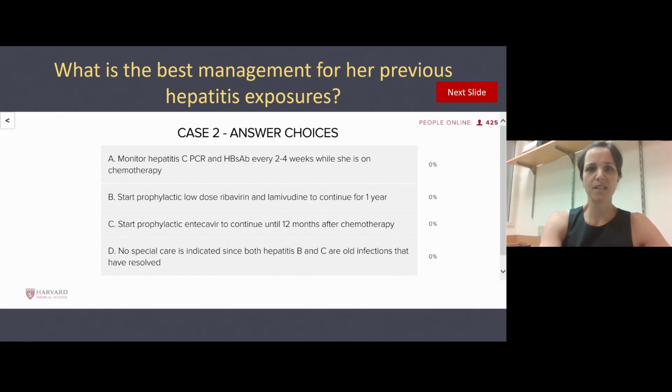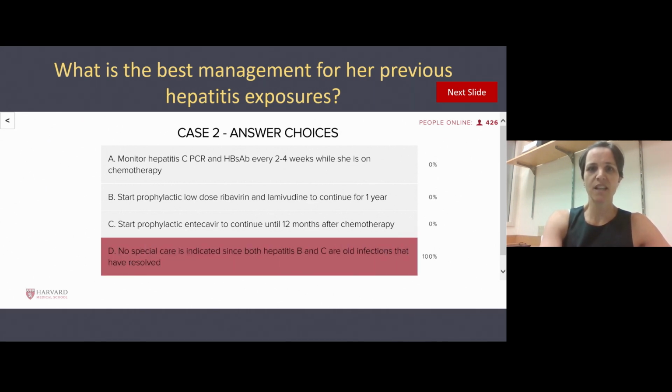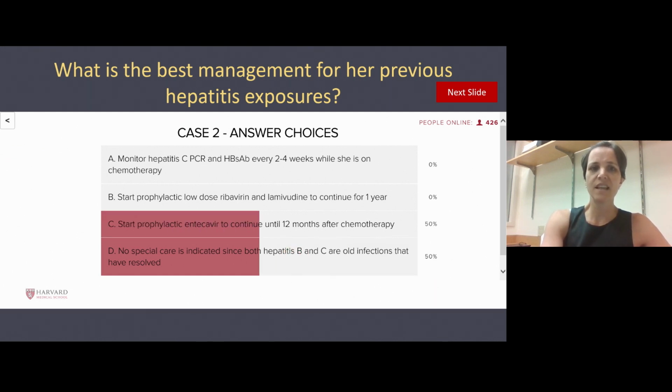A, monitor hepatitis C PCR and surface antibody every 2 weeks while she's on chemo. B, start prophylactic low-dose ribavirin and lamivudine to continue for a year. C, start prophylactic entecavir to continue 12 months after chemotherapy. D, no special care is indicated since both hepatitis B and C are old infections that have resolved. So go ahead and ring in.